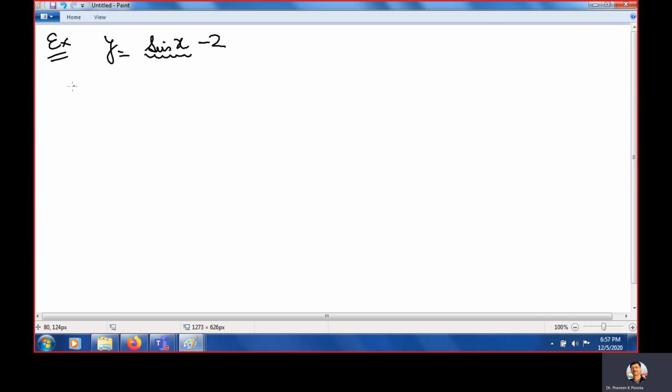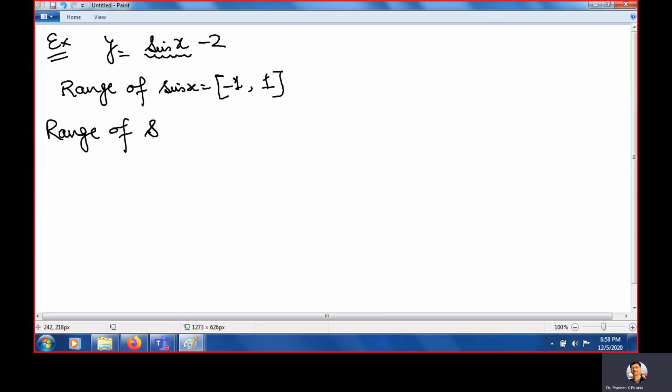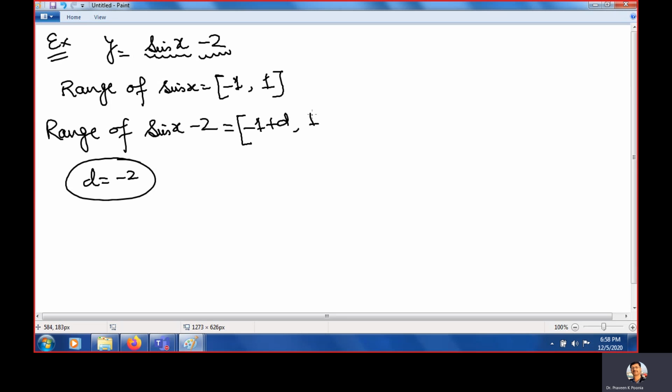Sine x minus 2 means what is here. What was the range of sine x? The range of sine x is equal to minus 1 to 1. But for the range of sine x minus 2, what is the value of d? The value of d is minus 2. So you need to do minus 1 plus d and 1 plus d. The value of d is minus 2. So minus 1 minus 2, 1 minus 2. Minus 1 minus 2 is minus 3 and 1 minus 2 is minus 1. So the range of sine x minus 2 is minus 3 to minus 1.